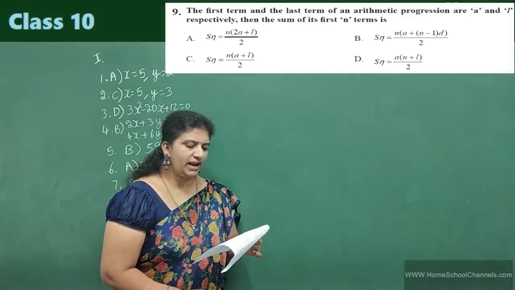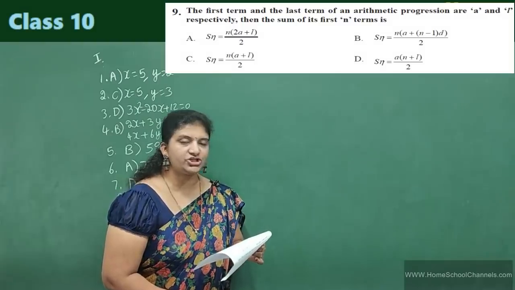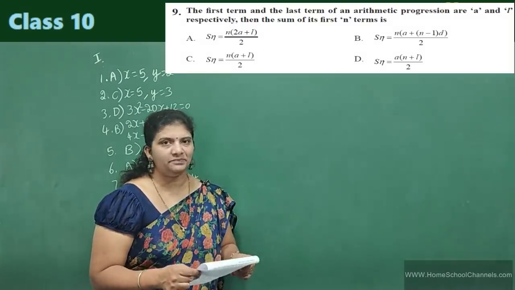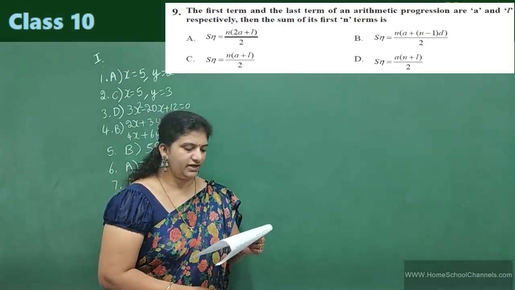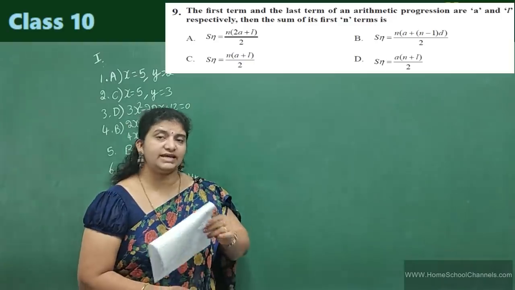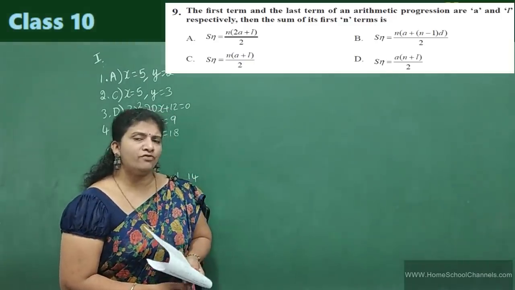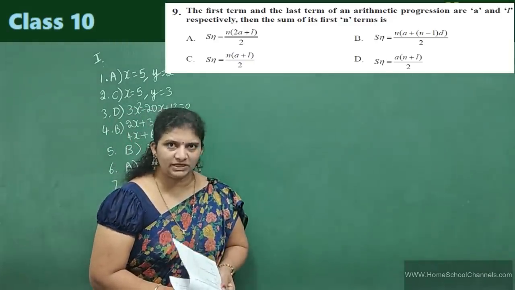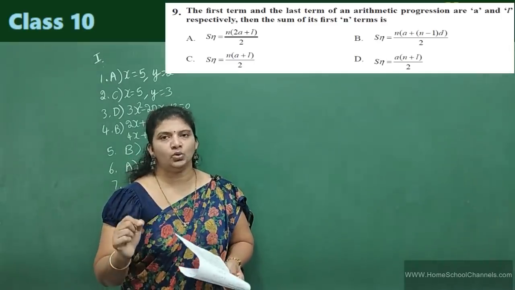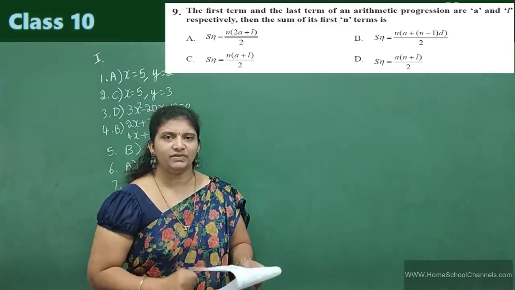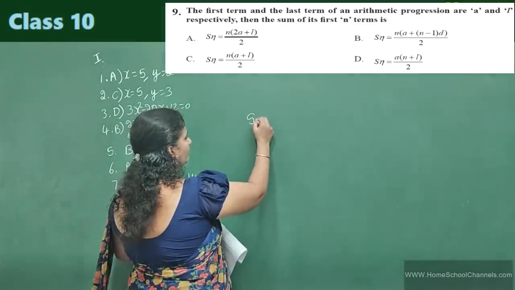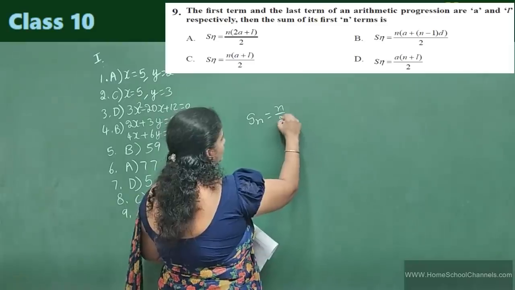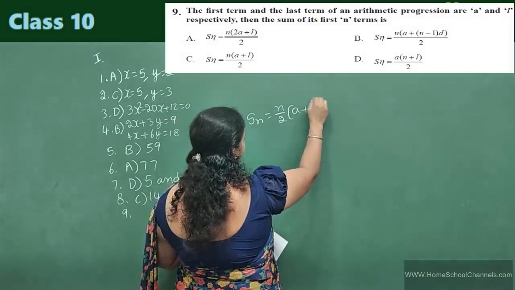Ninth question. The first term and the last term of an arithmetic progression are A and L, respectively. A is the first term, L is the last term. Then the sum of its first n terms. You remember a formula, sum of n terms in arithmetic progression, when you know the first term and last term. What is the formula? Sn is equal to n by 2 into (A plus L).